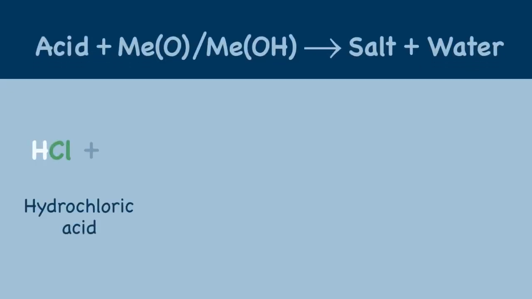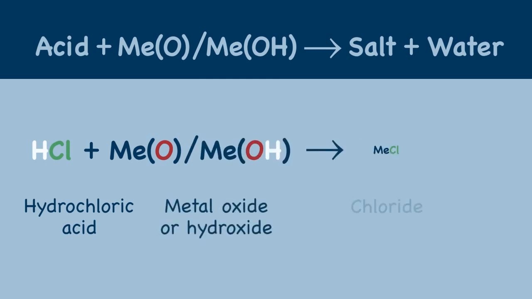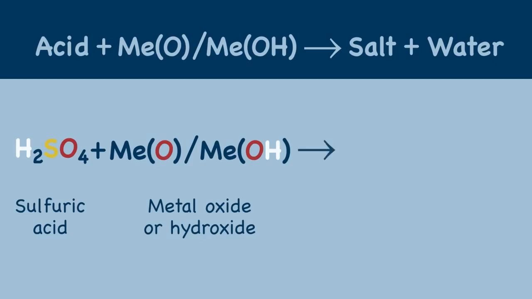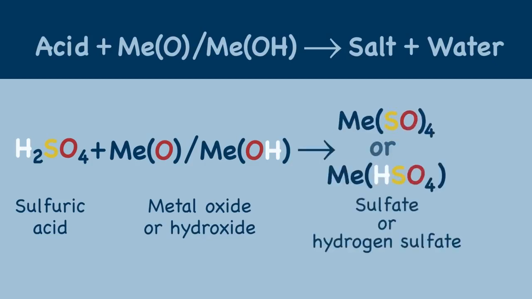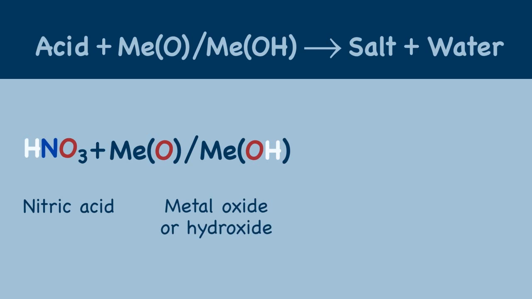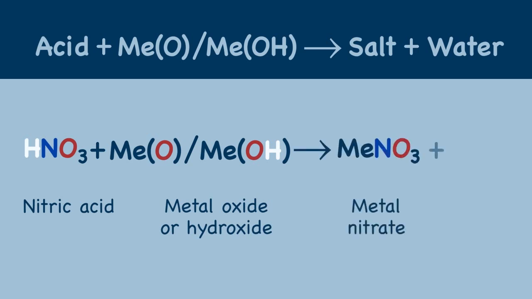Hydrochloric acid will react with metal oxides or hydroxides to produce chlorides and water. Sulfuric acid will react with metal oxides or hydroxides to produce sulfates or hydrogen sulfates and water. Nitric acid will react with metal oxides or hydroxides to produce nitrates and water.